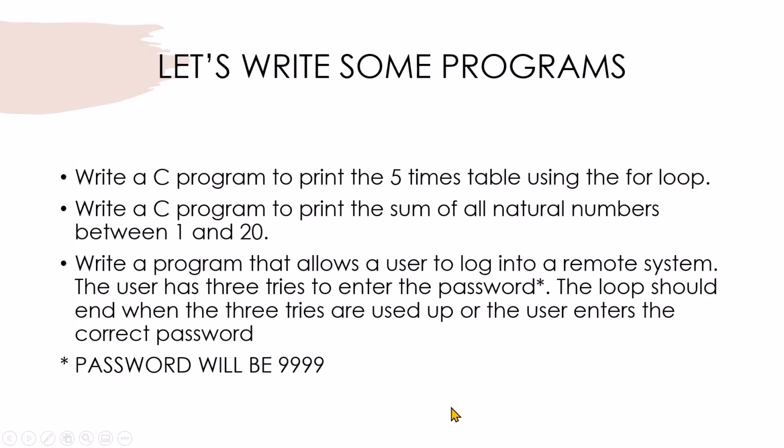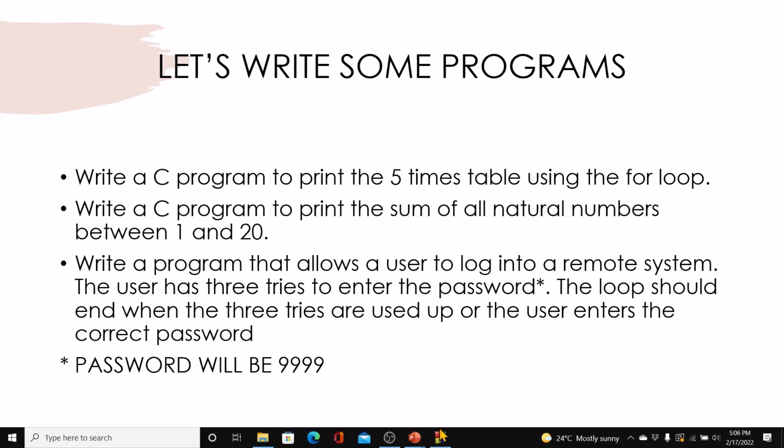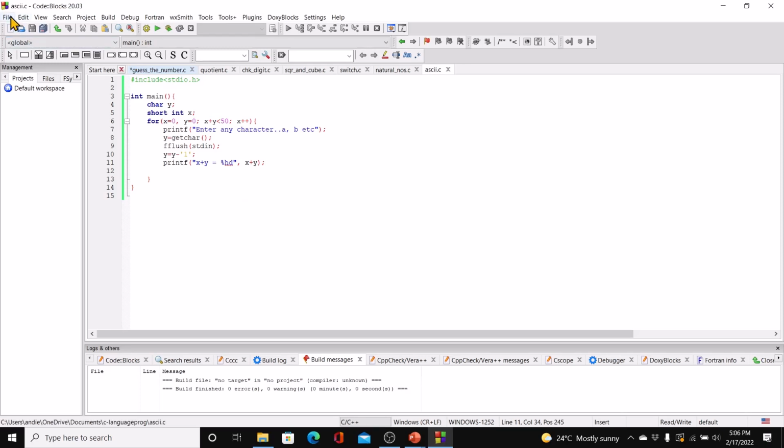Write a C program to print the 5 times table using the for loop. Again, there's no input here, right? We just need to generate the 5 times table. And again, we can have a counter each time multiplying it by 5. We will print until that counter is 12, or 12 times 5. So let's now go to Code::Blocks.